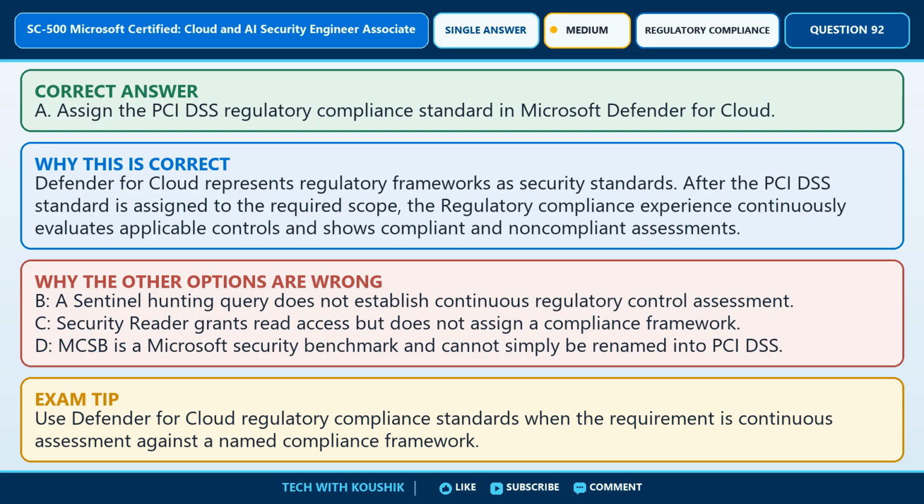The alternatives can be eliminated because B. A Sentinel hunting query does not establish continuous regulatory control assessment. C. Security reader grants read access but does not assign a compliance framework. D. MCSB is a Microsoft security benchmark and cannot simply be renamed into PCI DSS. Keep this examination point in mind. Use Defender for Cloud regulatory compliance standards when the requirement is continuous assessment against a named compliance framework.